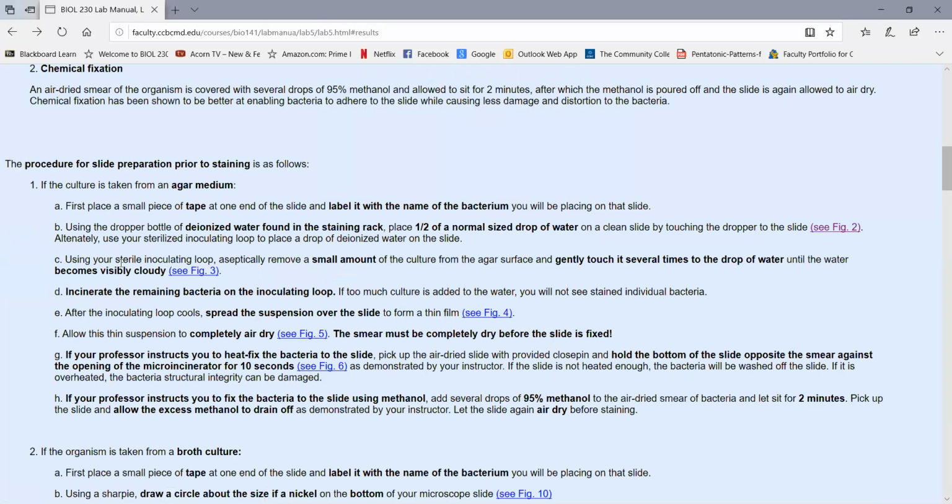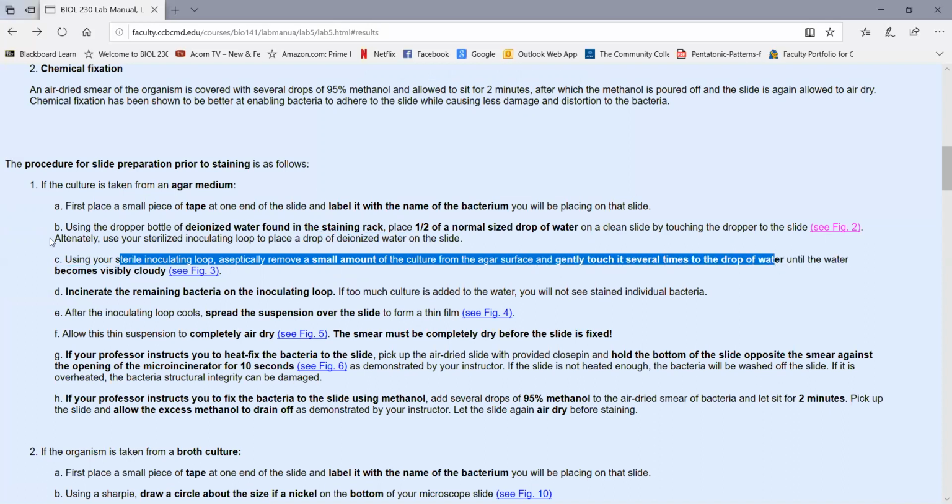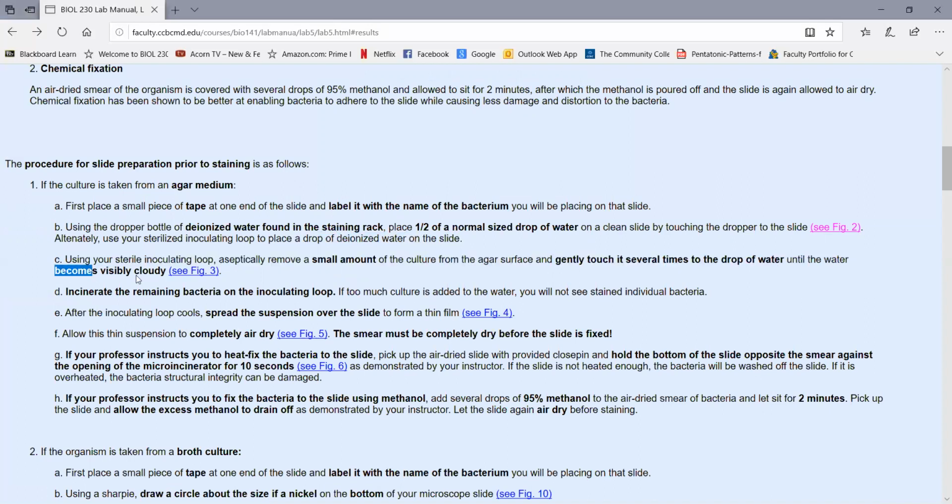Then using your sterile inoculating loop, remove a small amount of the culture from the agar surface, and we're going to just touch it to the drop of water several times until the water just becomes visibly cloudy. Now, there's a bit of an art to this, and it's really critical you learn how much to put on. In my labs, I'll be demonstrating how much to put on the slide so you can see that as you get ready to start doing it.